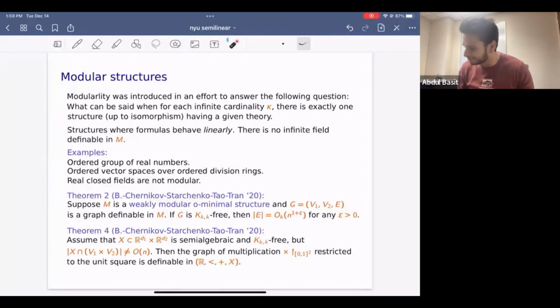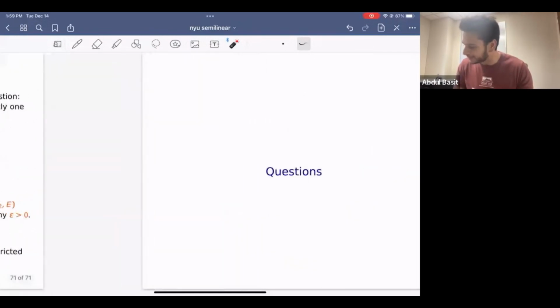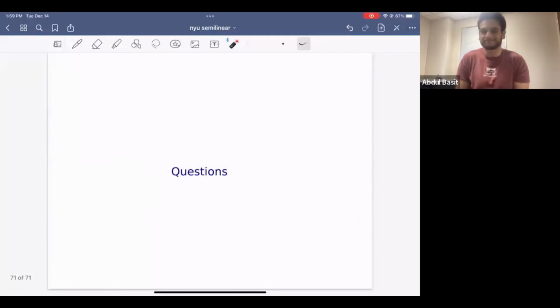That's basically a very vague overview of model theory. Hopefully that makes some sense. I think I will stop here. Thank you.